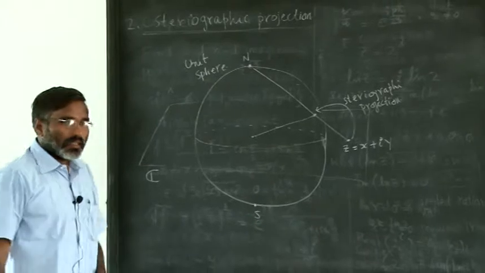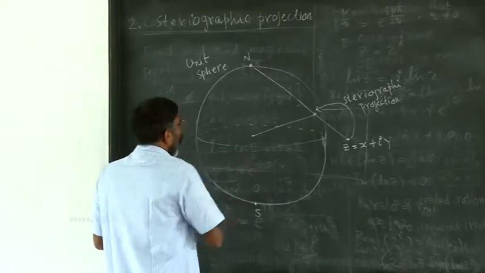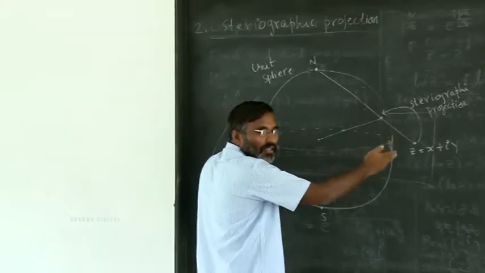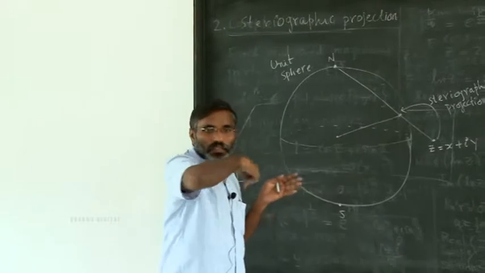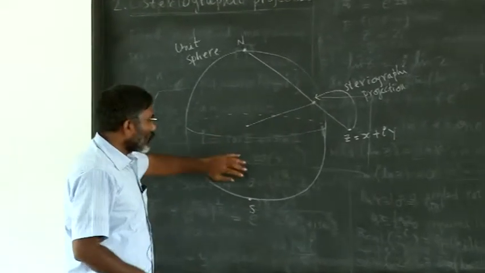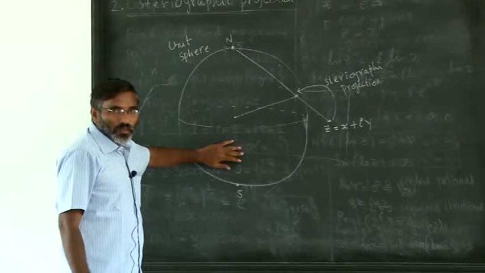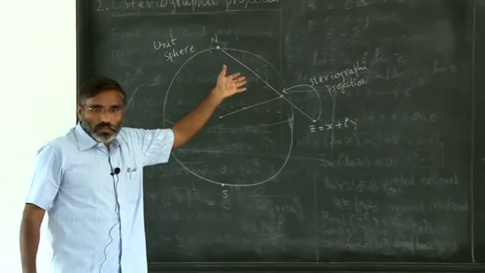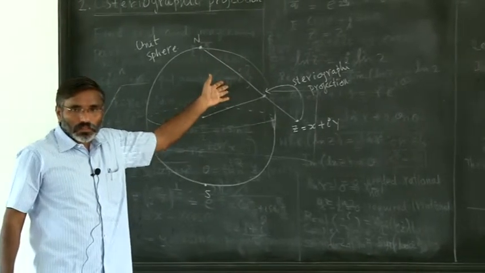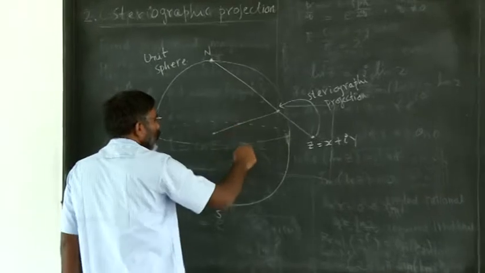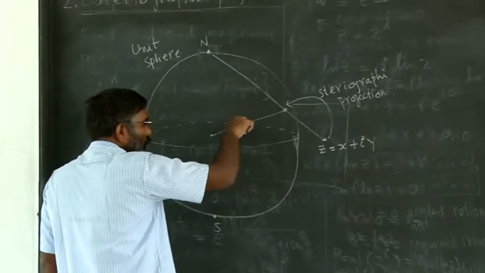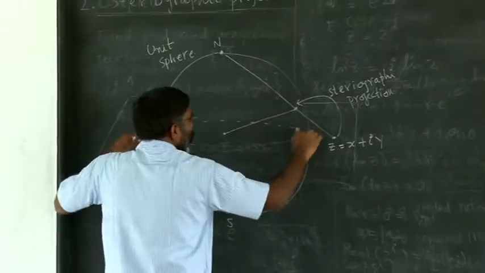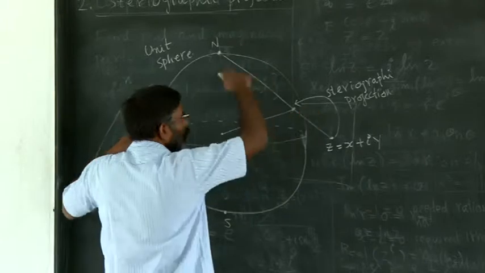Now you can see that all points inside this equatorial circle will be mapped onto the southern hemisphere. All points which are outside this equatorial circle will be mapped onto the northern hemisphere. Correct? Because if I draw a tangent like this, if it is cutting this equatorial circle, it will cut the surface in the southern hemisphere. If I have something outside this circle, that will cut this in the northern hemisphere.